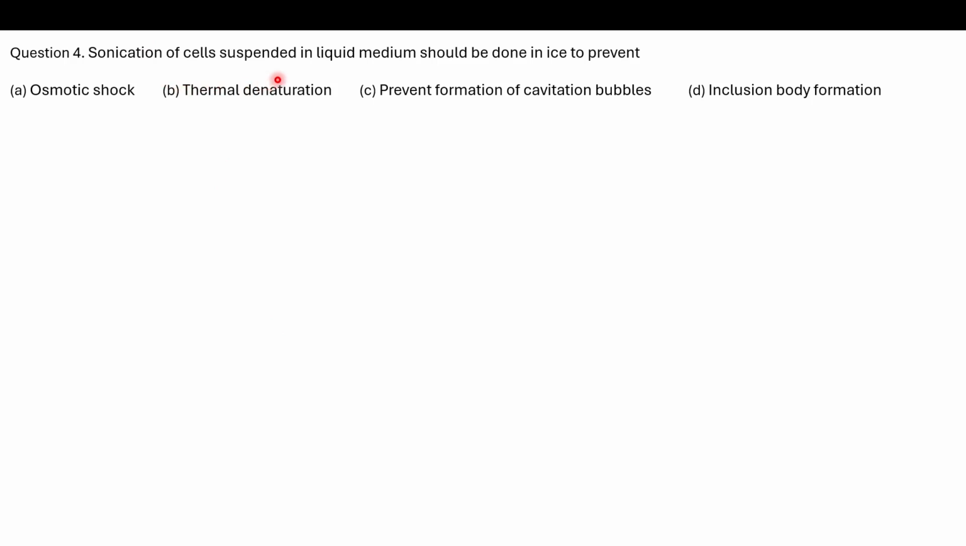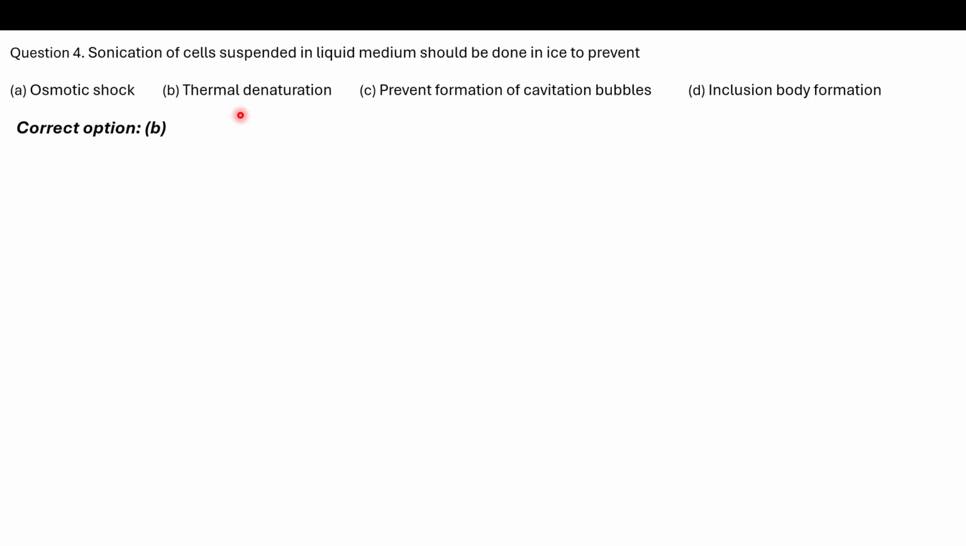When we are sonicating cells suspended in a liquid medium, we usually do it on ice to prevent thermal denaturation. Due to the cavitation, the bubble formation and the explosion of the bubbles, a lot of heat is generated. That's why sonication is always done while keeping the samples on ice, because the molecule of interest, or the analyte that you eventually wish to purify or isolate, can be susceptible to higher temperatures.